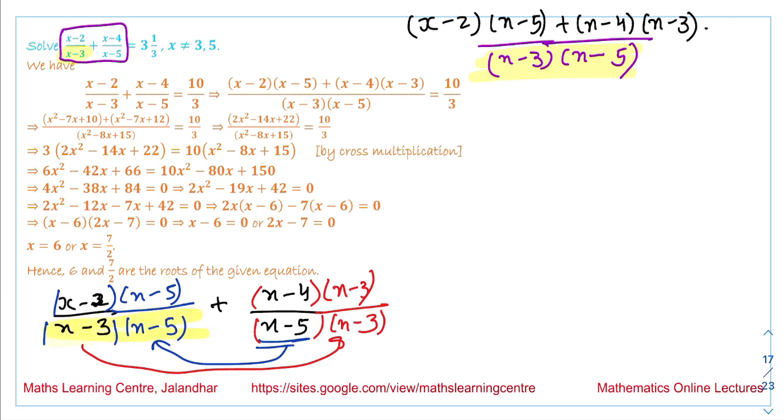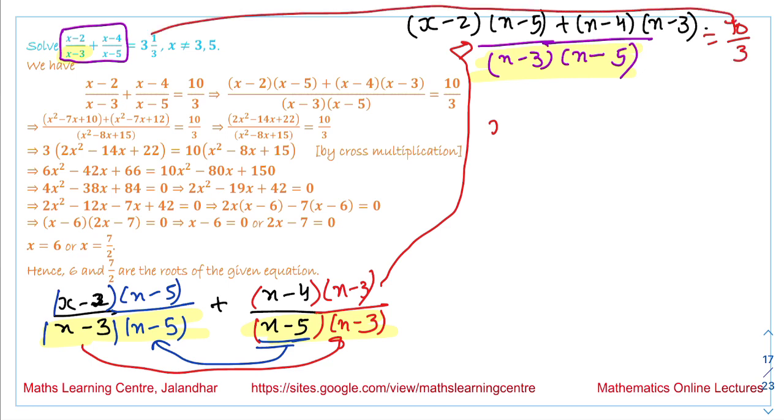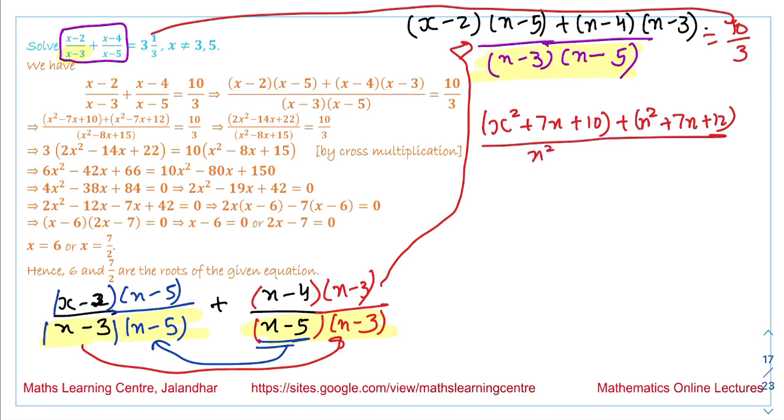Look at both these denominators over here. These two denominators, they are the same now. So we can write this in this form. The numerator we have is in this form. When we solve these values, this answer is equal to 10 by 3. When you multiply these values, you will get x square plus 7x plus 10 plus x square minus 7x plus 12 upon x square minus 8x plus 15, that is equal to 10 by 3.